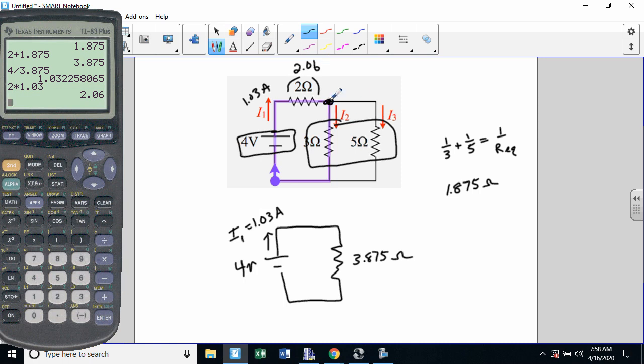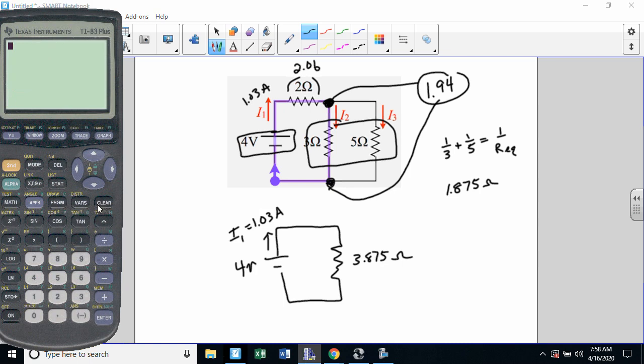Well, how much does that leave for voltage across these parallel terms? You have a total voltage of 4. You've already used up 2.06 before getting to the junction. So the voltage on the 3 and the 5 ohm, which are in parallel, must be 1.94, because they have to add up, of course, to 4 volts. So if there is 1.94 volts on the 3 ohm resistor, then the current must be voltage divided by resistance.